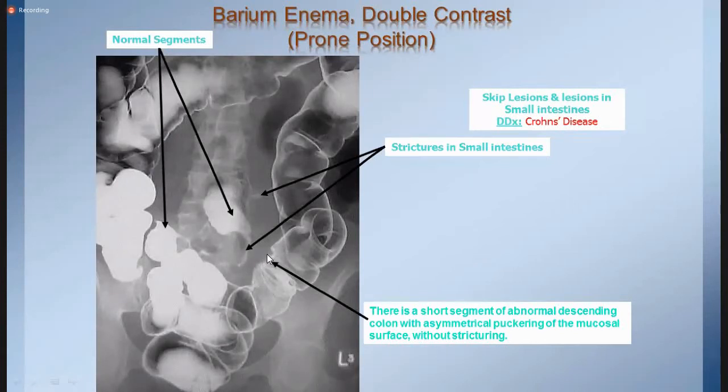So multifocal segmental discontinuous lesions in the bowel is typically seen in cases of Crohn's disease, which is one of the inflammatory bowel diseases, with its counterpart including ulcerative colitis.